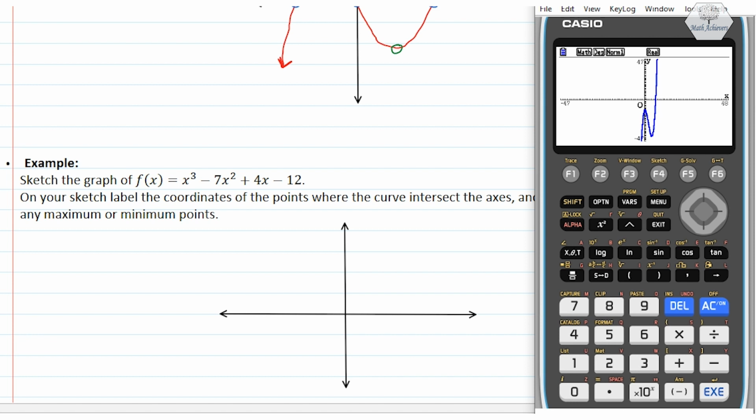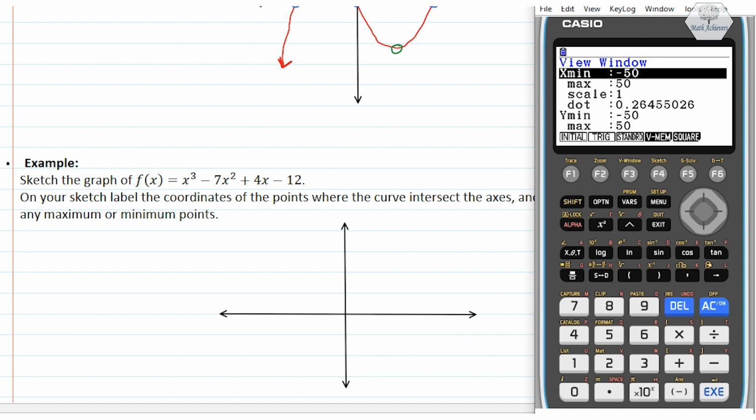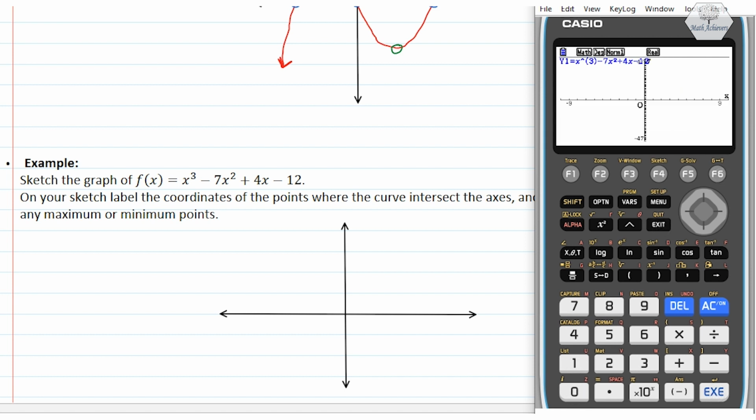It is clear that I need to shrink the x values again. So I go to V window, shift V window. I make the x values from minus 10 to 10. Exit and draw. So by this, I can see my graph clearly. I can sketch it now. It has this shape.